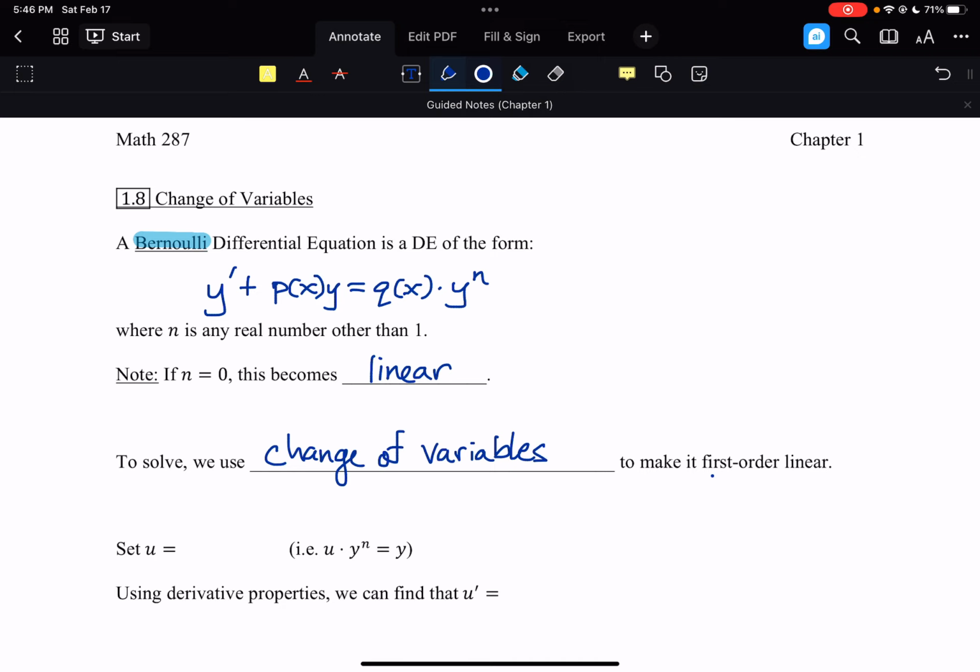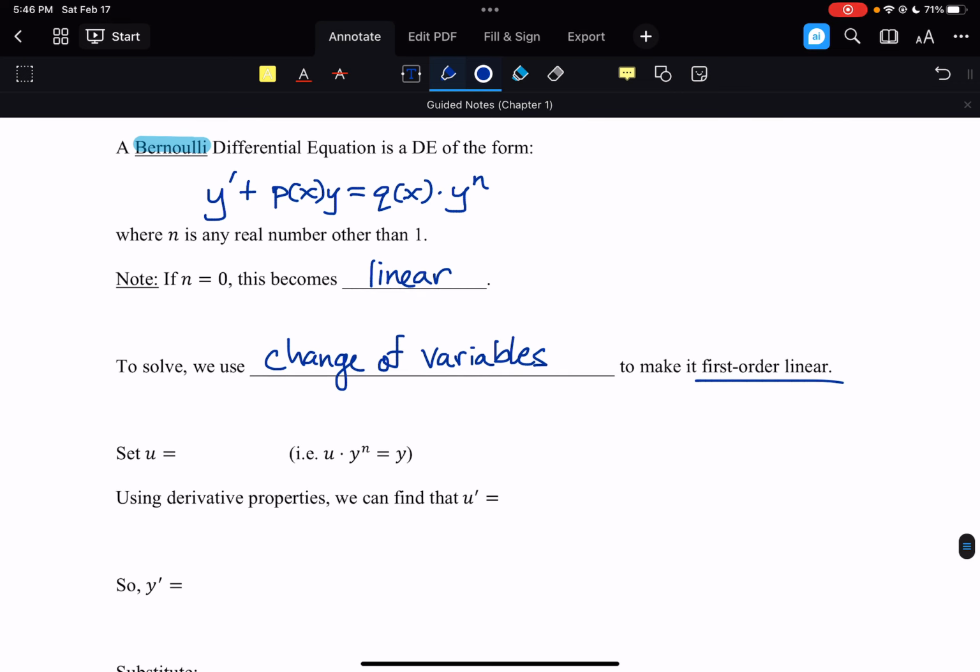To make it first order linear. So we're taking this differential equation that is not first order linear, turning it into one that is, so that we can solve it, and then we'll change the variables back when we're done with that process. So we're going to set u equal to y to the 1 minus n.